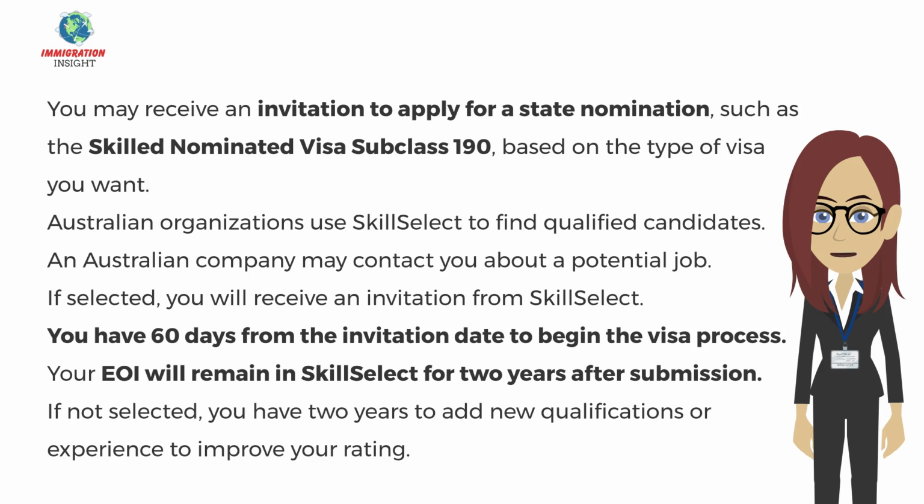Some Australian organizations use SkillSelect to find qualified candidates, and an Australian company may get in touch with you about a possible job. You will get an invitation from SkillSelect if you are chosen. You have 60 days from the date of the invitation to begin the visa process. Following submission, your EOI will stay in SkillSelect for 2 years. You have 2 years from the date of your EOI to add new qualifications or experience that might help your rating if you are not picked.